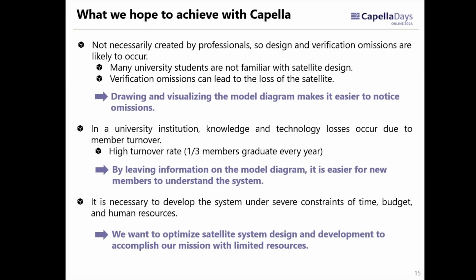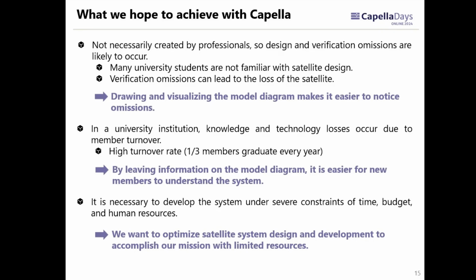Second, in a university institution, knowledge and technology losses occur due to member turnover. The turnover rate is high: about 1/3 of members graduate every year. Actually, our laboratory has only around 12 members this year, but 3 of them will graduate this year. By leaving information in the model diagram, it is easier for new members to understand the system. And not only new members, but also members like us now can understand and discuss by viewing those models.